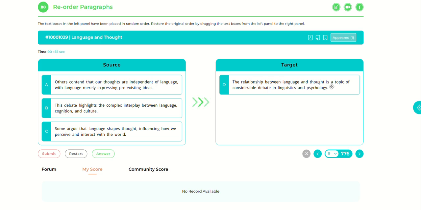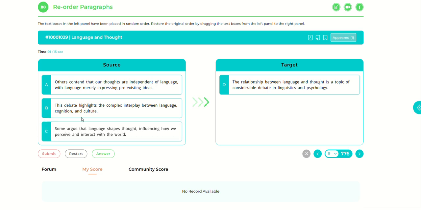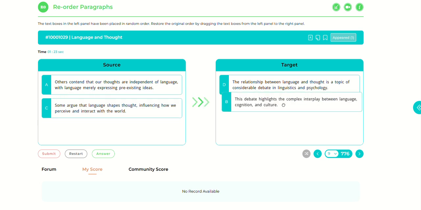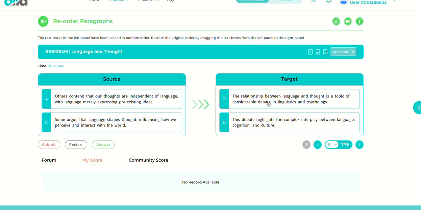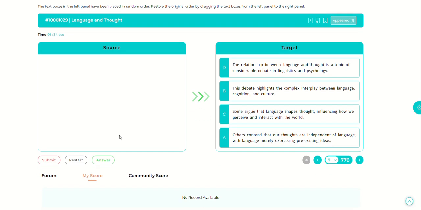"The relationship between language and thought is a topic of considerable debate in linguistics and psychology." Okay. "Some argue that language shapes..." This is a debate. So there is a debate. No. "This debate highlights the complex interplay between language, cognition, and culture." So this one is the second one, this debate, which is this one. First one, some argue, then other content. That's it, inshallah.